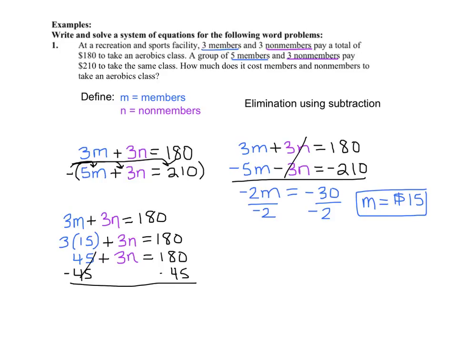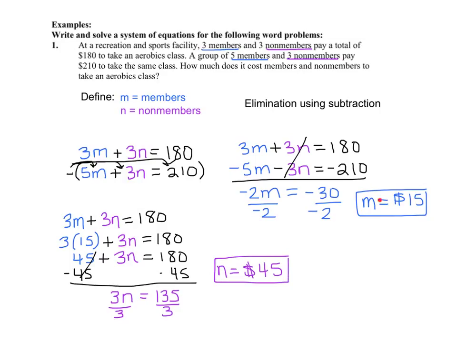45's cancel, and left with 3n equals 180 minus 45 gives us 135. Last step is divide by 3. So n equals, for non-members, $45. And that is your answer.